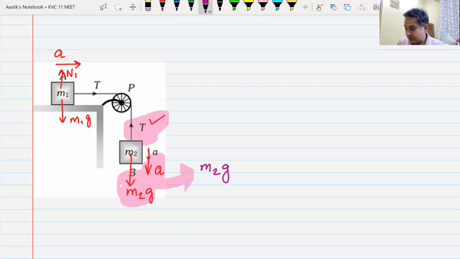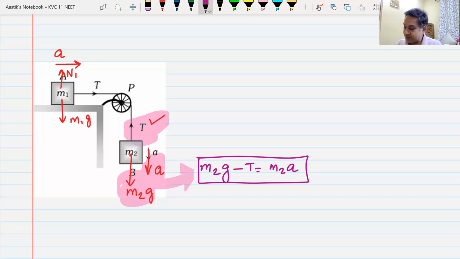M2G, which is downward, minus T is equal to M2A. Same thing that we have been doing for so long. Same is the equation. Yes or no? Now, we move on to the upper block.